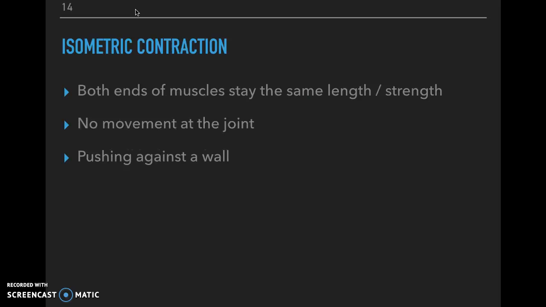Isometric contraction is where both ends of the muscles stay the same length and strength, and there's no movement at a joint. So this could be like holding a press up, where your joints are staying in the same shape and your muscles are not lengthening or shortening. However, your muscles are still contracting because they are still working, but just are not moving. So this is holding a press up or pushing against the wall, or maybe holding a tennis racket, because your muscles are squeezing the tennis racket but are not moving.